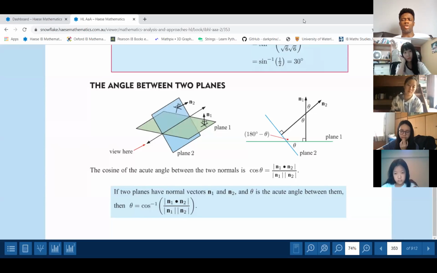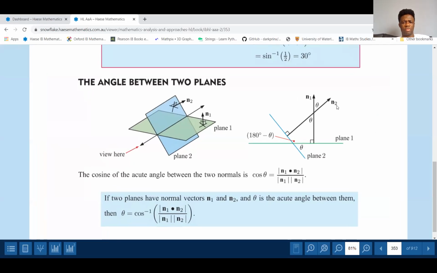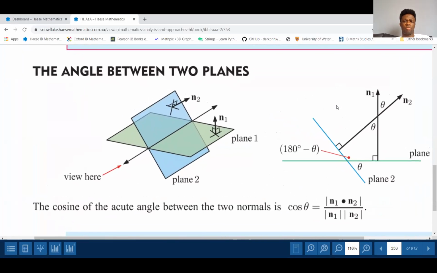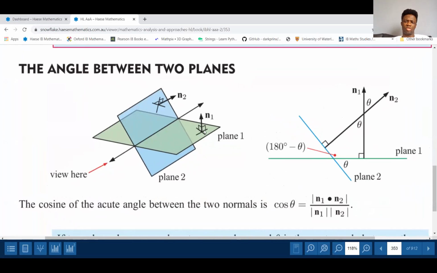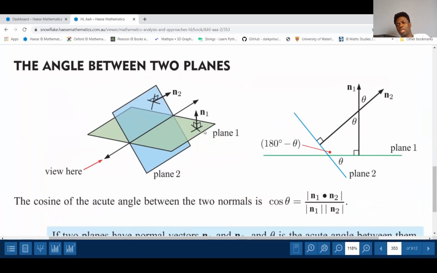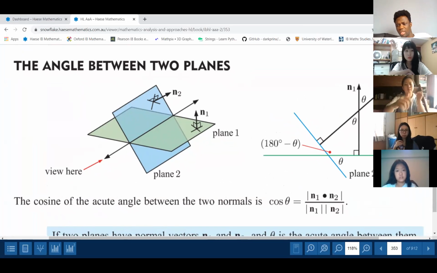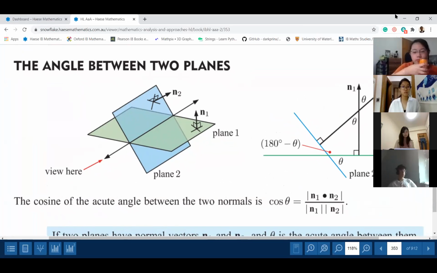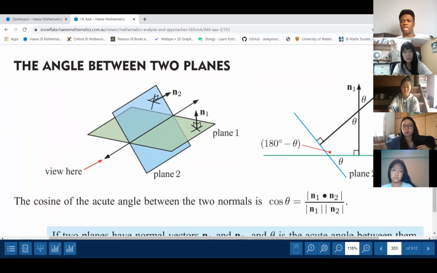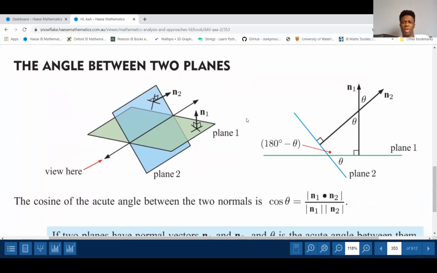Okay, so now for the angle between two planes, as we have seen before, if I'm looking for the angle between these two planes, each of the planes has a normal, N1 and N2. So basically, let N1 and N2 be the normals to the two planes. Do I have everyone's attention, please? Yes, good. Okay, thank you. So let N1 and N2 be the normals to the two planes.